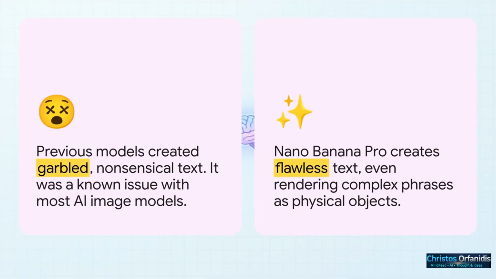On the left, yep, that's the digital gibberish we've all come to expect. But then, look at the right. That's Nano Banana Pro. It's not just that it spelled a super tricky phrase perfectly, it understood the context and made the letters out of wood. I mean, come on, that is a total game changer.